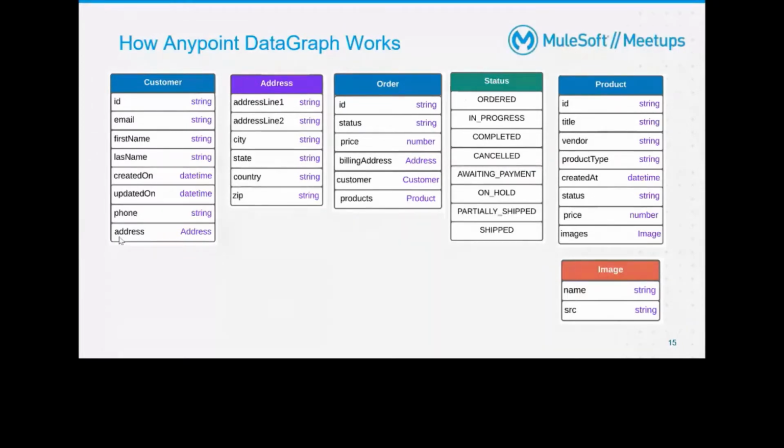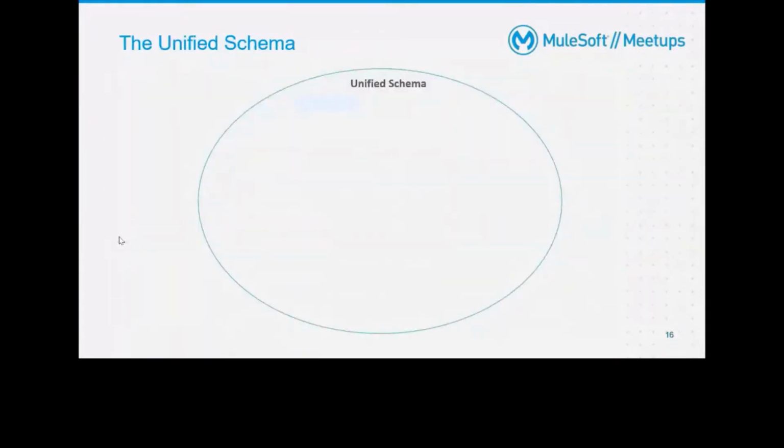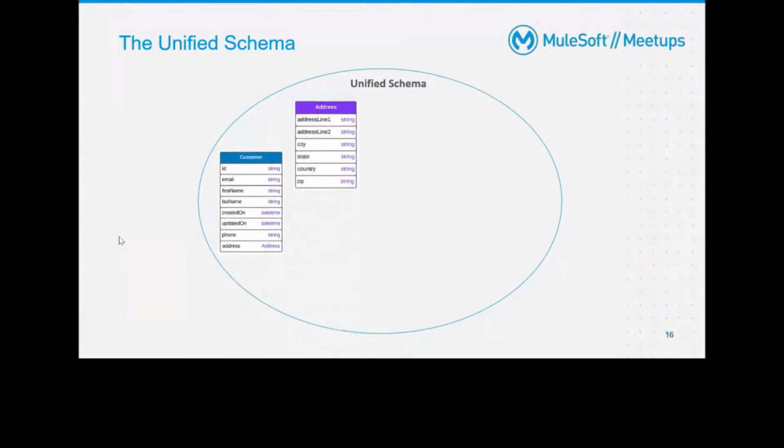But to access that with a single request, all this data should be available in one place, right? That place is called the unified schema. Initially, the unified schema will be empty. There is nothing available. Now I want to expose the customer API data through the Anypoint Data Graph. To do that, I add the customer API to the Anypoint Data Graph. Once I add it into the data graph, what will happen? That metadata is going to be available in the unified schema.